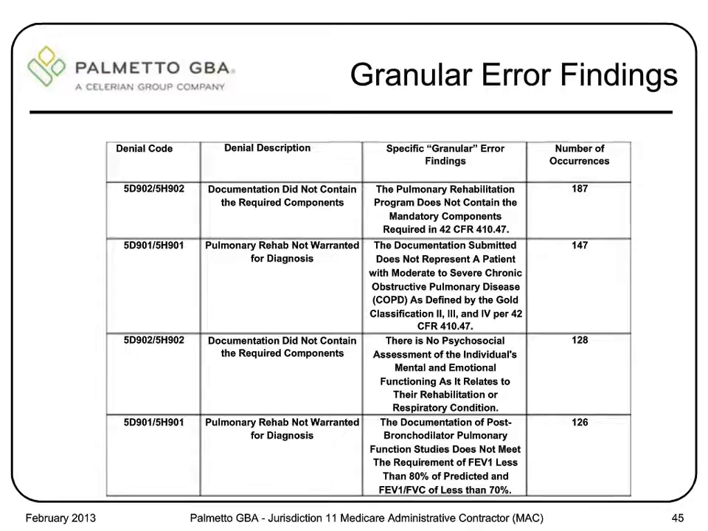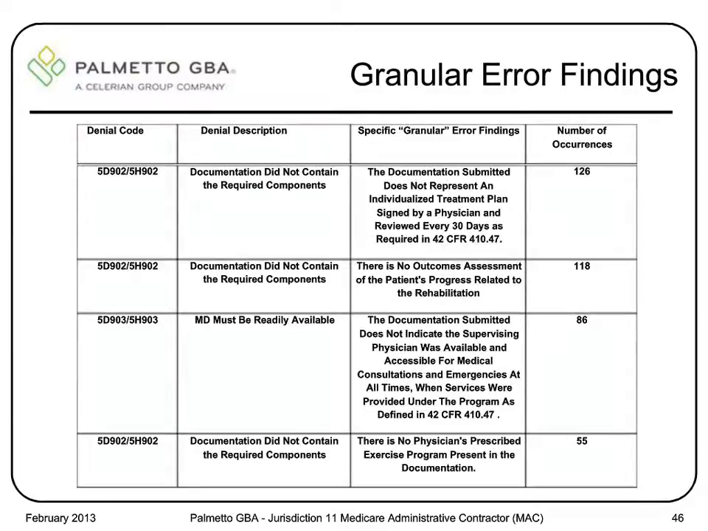The next 4 slides are going over granular error findings. It's just a more specified definition of the denial reason. You also see how often those denials occurred. Hopefully this will give you a little more clarification as to each of the denial codes. Again, these are granular error findings based on the denial codes.